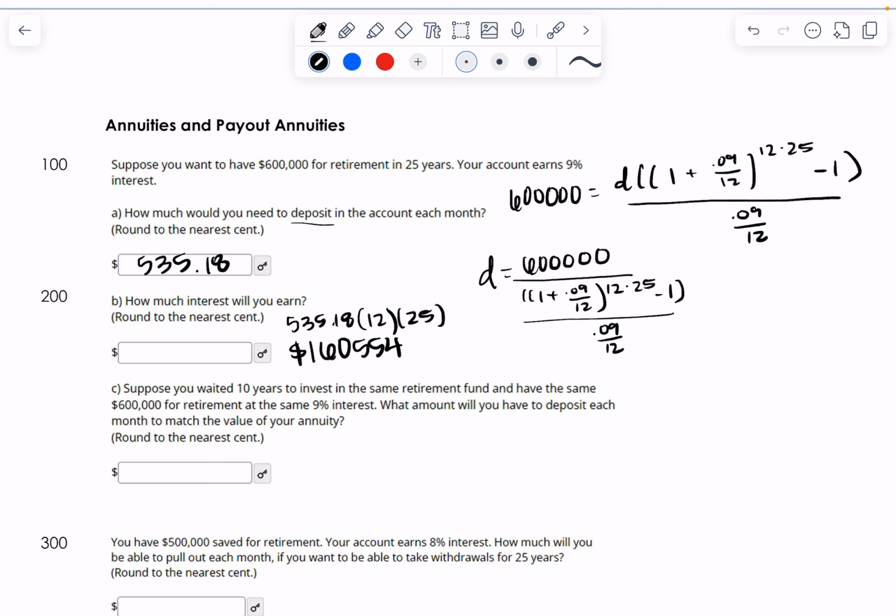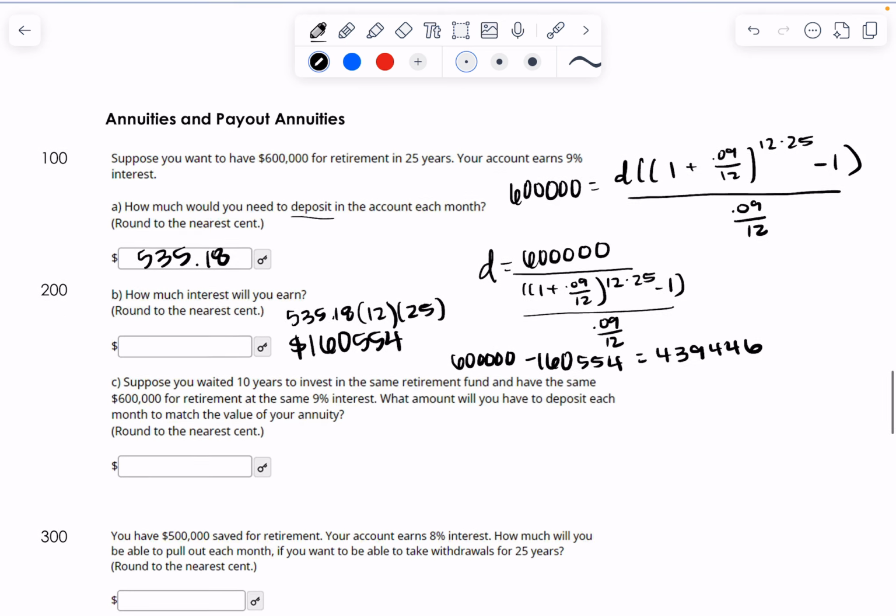So then to find the interest, I don't know where to write this. You know that there's 600,000 in the account minus what you put in, and you would have, let me just make sure this is right. $439,446 is how much interest you would earn.